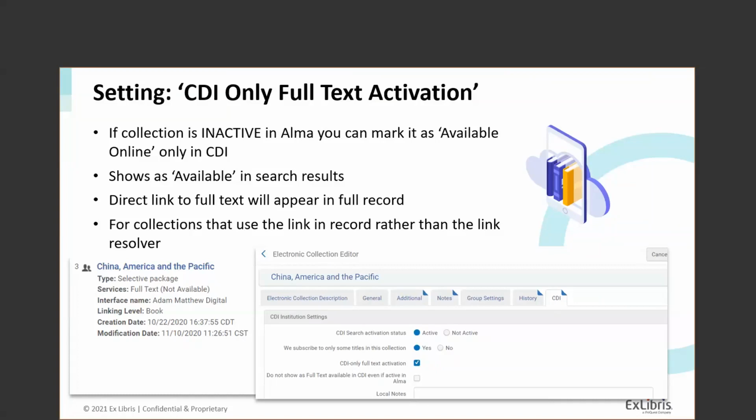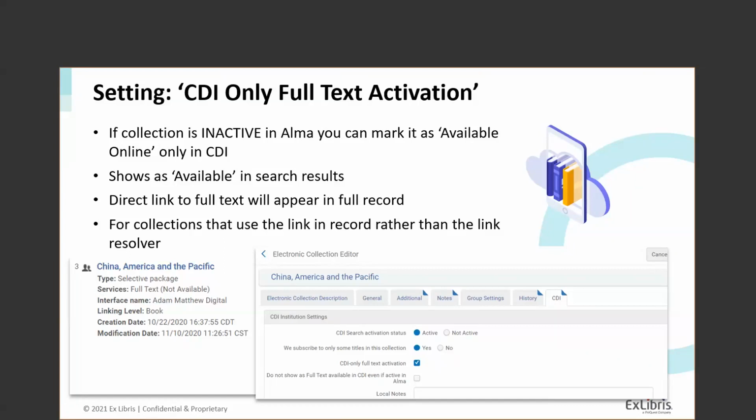Because otherwise, if it was using the link resolver, this collection would definitely need to be activated so that the resolution to full text could utilize the linking parameters and the link resolver that's described in the collection. So you'll only see the box CDI only full text activation if the collection type in CDI is link in record, sorry. So you'll only see that in that scenario.